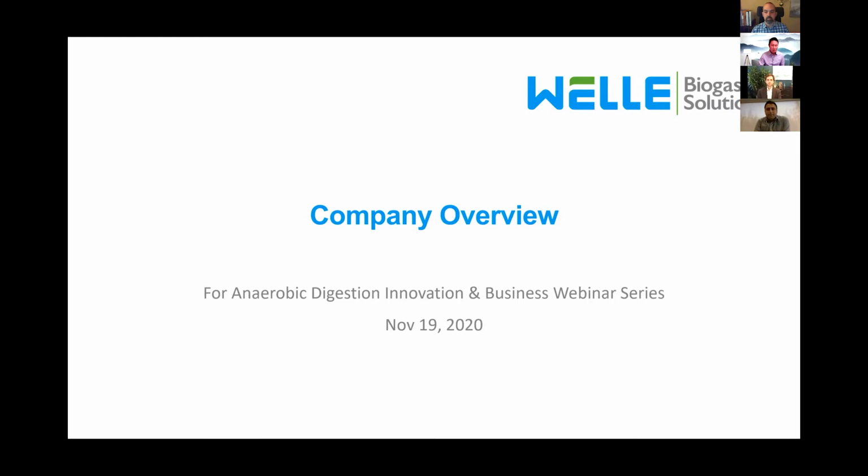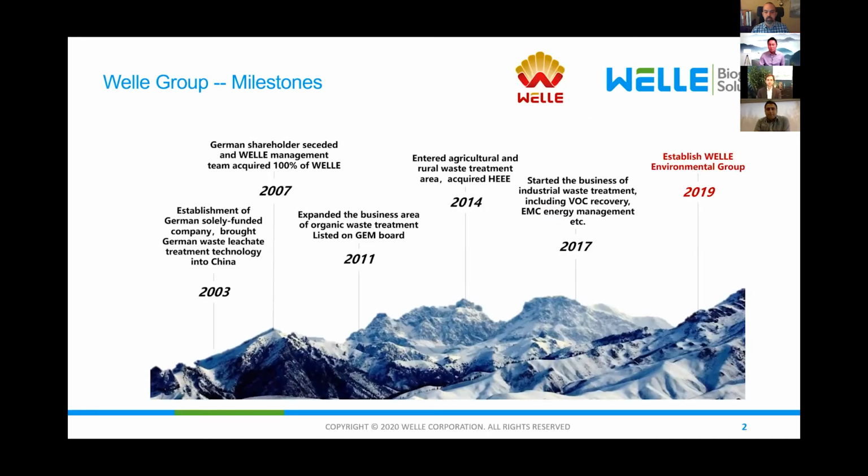Okay, so Wheelie Group is a German-originated and China-headquartered global environmental technology company. The journey actually started in 2003 with leachate treatment technology. And then in the past about 17 years, we have achieved numerous technology innovations along with an IPO and several key M&A, which bring us to where we are today.